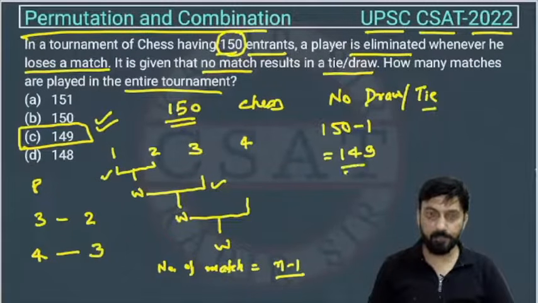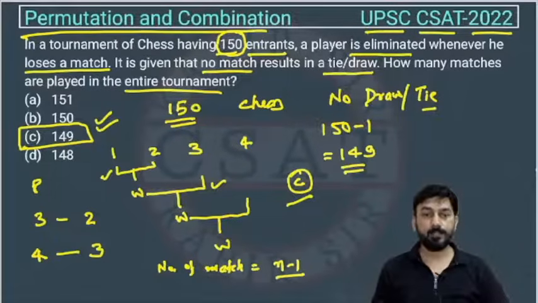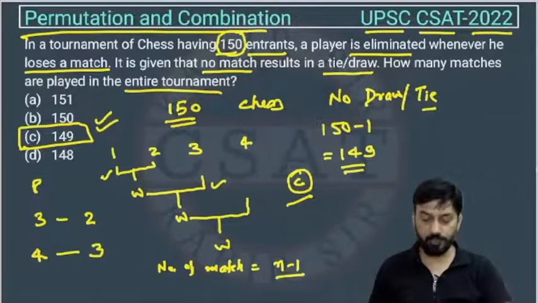So the total match will be how many? 149. So the answer is option C. See, this is a very easy question, right? You just need to know the concept here.